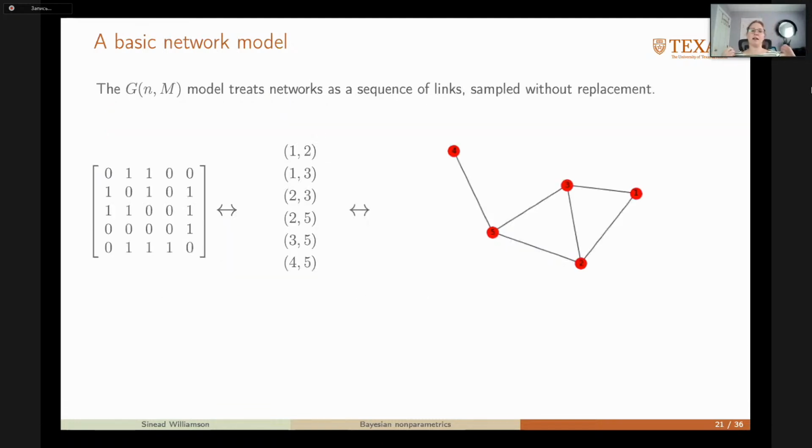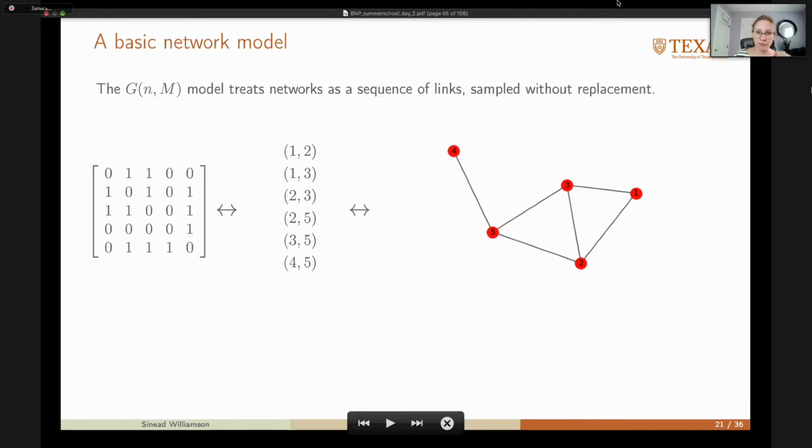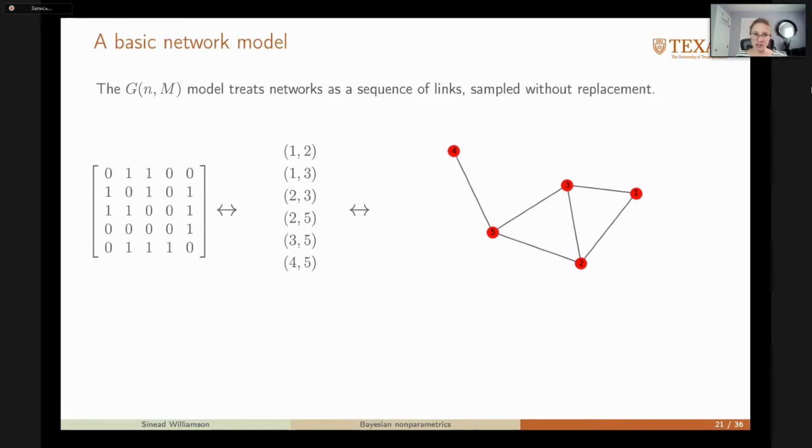So let's drill down into what's going on in this Erdős-Rényi model. We're modeling our network as a sequence of edges or links. And these edges are sampled IID without replacement from the set of possible links. Okay, so here I can represent my adjacency matrix in terms of this sequence of edges which exactly defines my network.